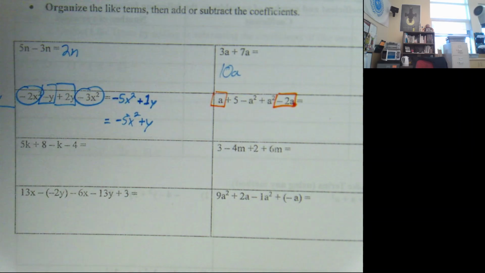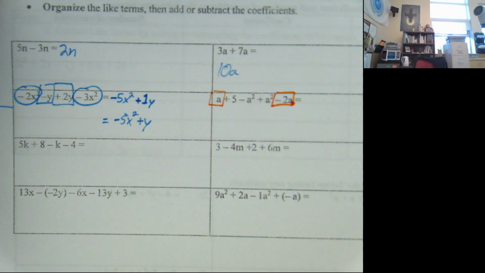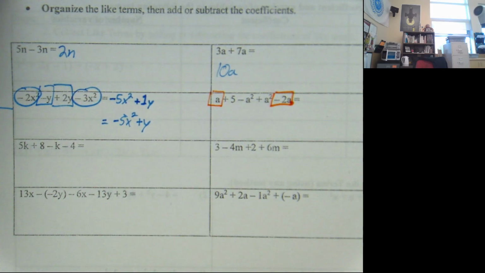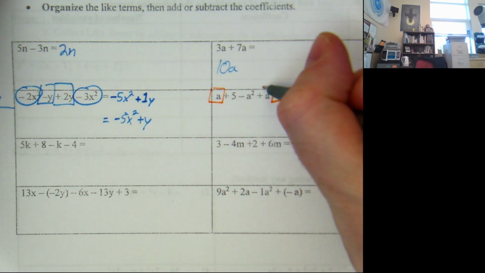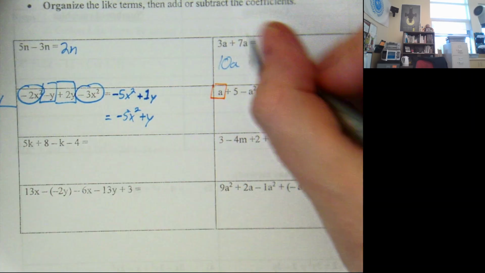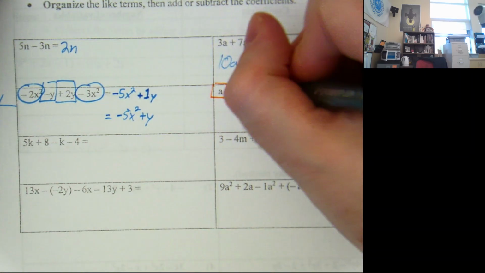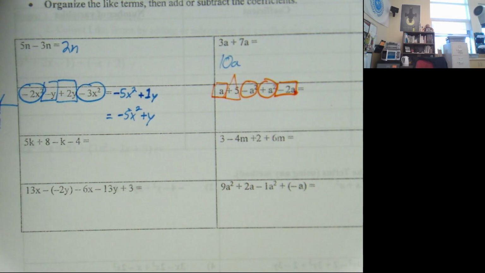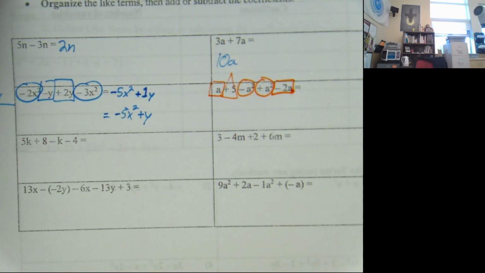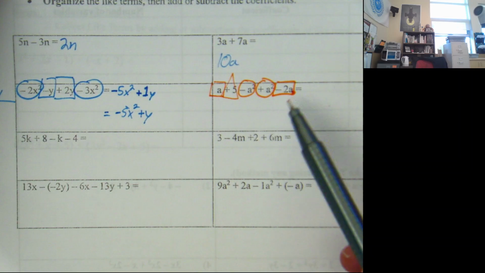Okay, so before we gather anything, let's group more like terms. What other like terms do I have? I've got an A squared, a positive A squared, and a negative A squared. And then 5's all by his lonesome, so let's put a triangle around that. Poor 5. Maybe 5 likes to be alone, who knows?